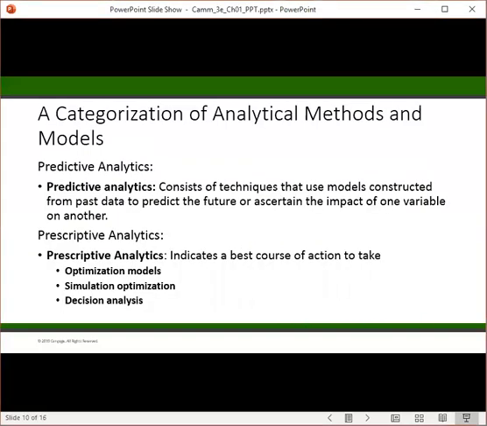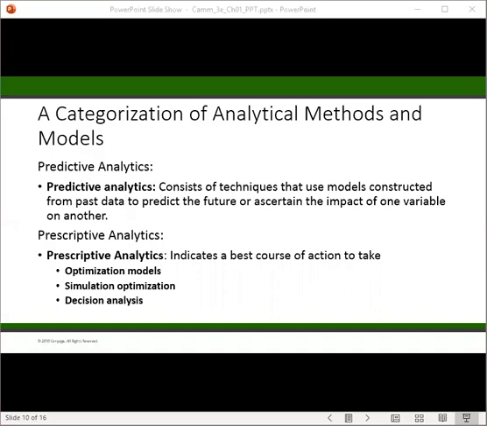Predictive analytics consist of techniques that use models constructed from past data to predict the future or determine the impact of one variable on another. So we're classifying things or we're determining relationships between things. Survey data and past purchase behavior may be used as an example to help predict the market share of a new product.